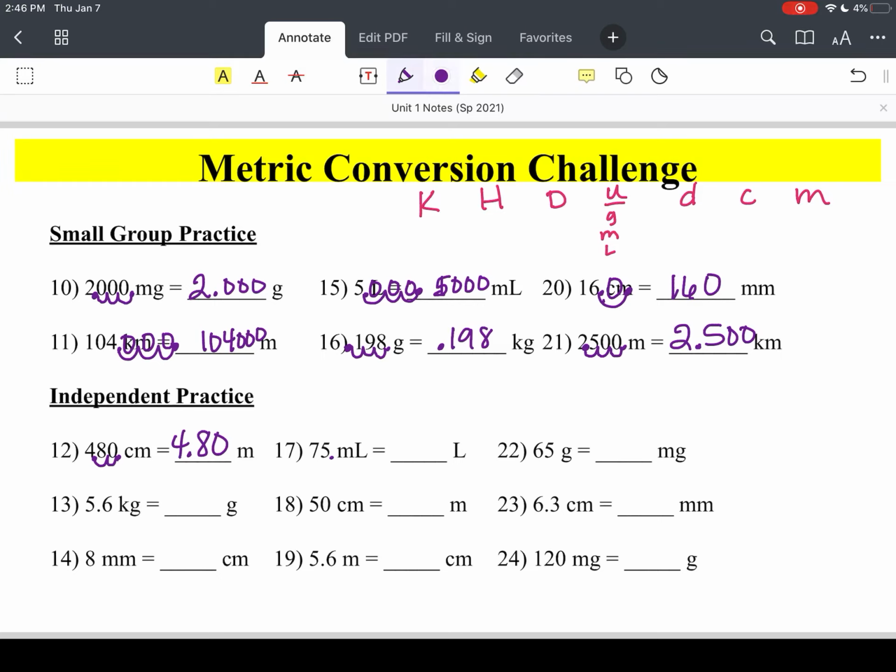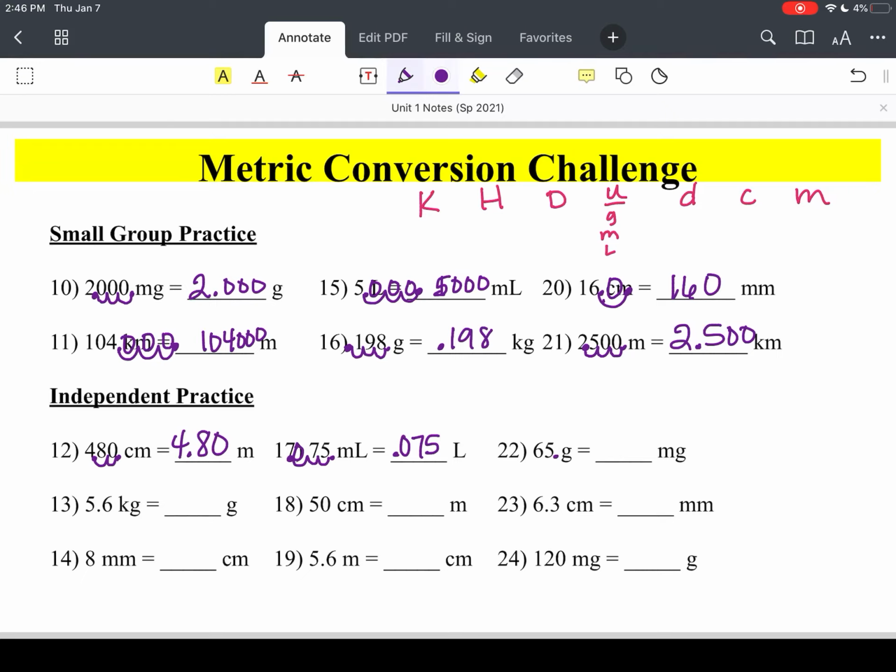75 milliliters to liters. There's my decimal. 1, 2, 3. 3 to the left. 1, 2, 3. 3 to the left. My new answer is 0.075. Okay, notice because I put my 0 in my little basket.